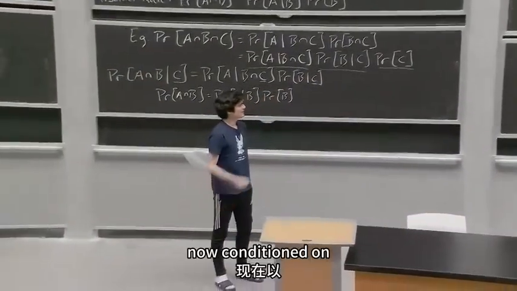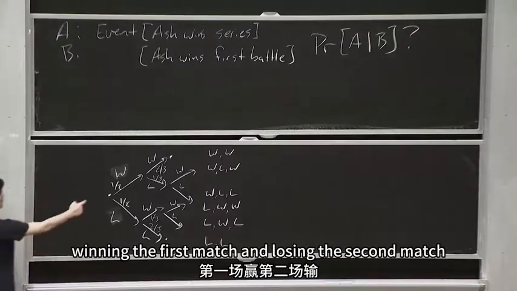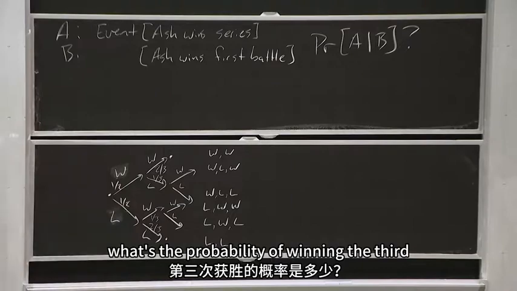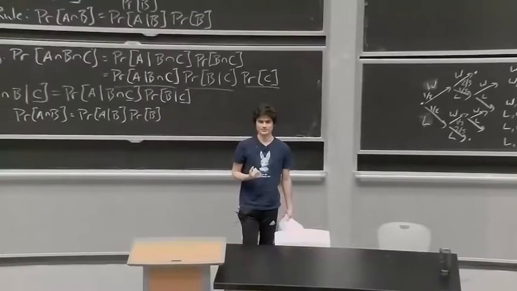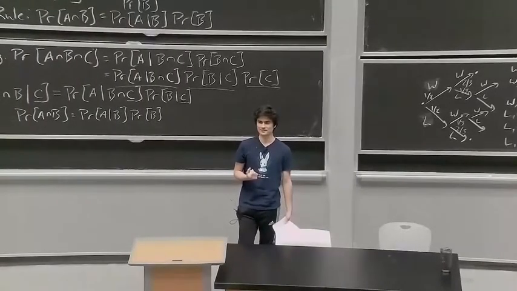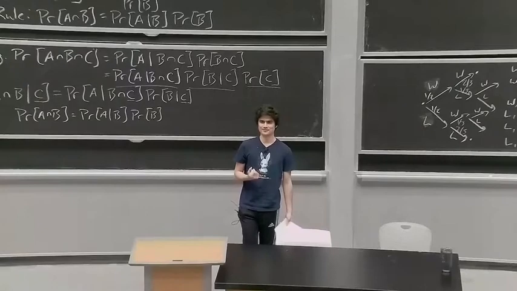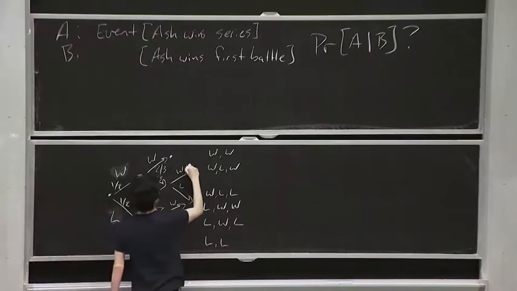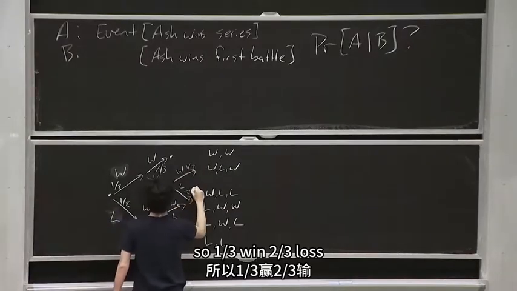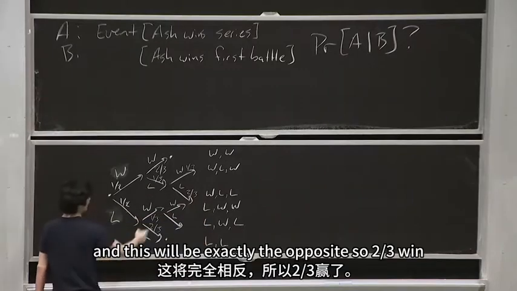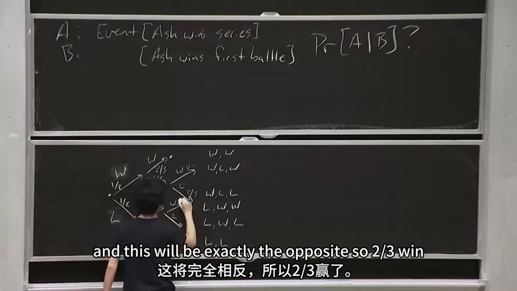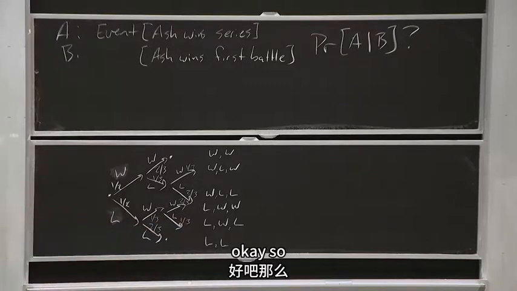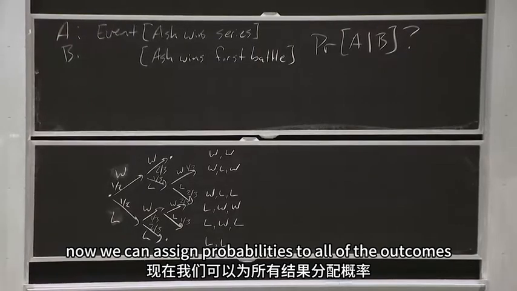Now, conditioned on winning the first match and losing the second match, what's the probability of winning the third? 1/3, yeah. So 1/3 win, 2/3 loss. And this will be exactly the opposite, so 2/3 win, 1/3 loss. So now we can assign probabilities to all of the outcomes.